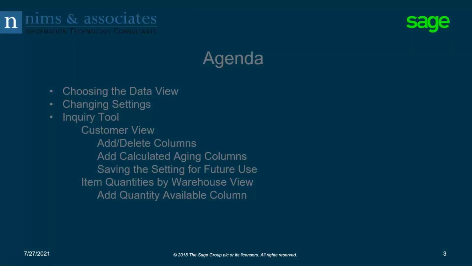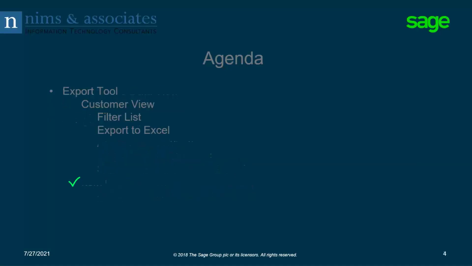So let's review what we talked about. We talked about choosing the data views, either by going to the module first or going to Business Insights and then choosing Explore. We talked about changing a couple of those settings so that the data does not automatically load, and it also doesn't restrict the number of rows in the view. We went through an example of using Business Insights Explorer as an inquiry tool, first under customers and then under item quantities by warehouse. And then we talked about how easy it is to export data to Excel as well.